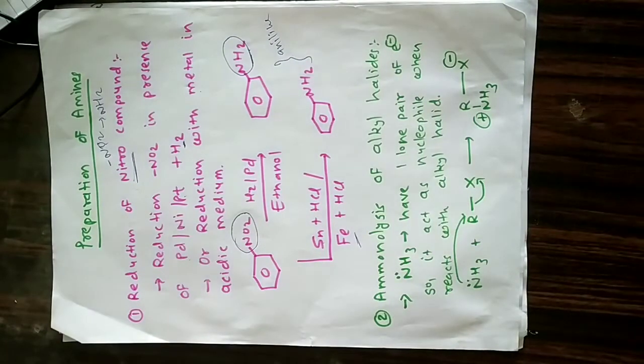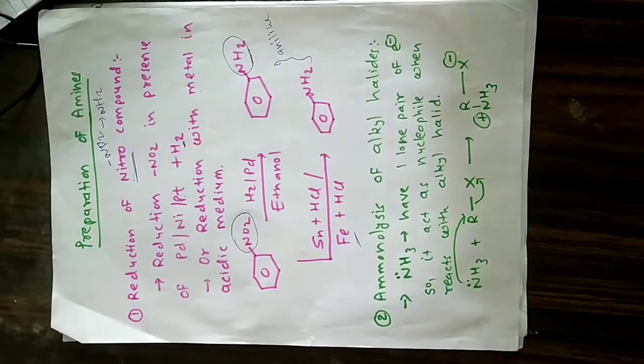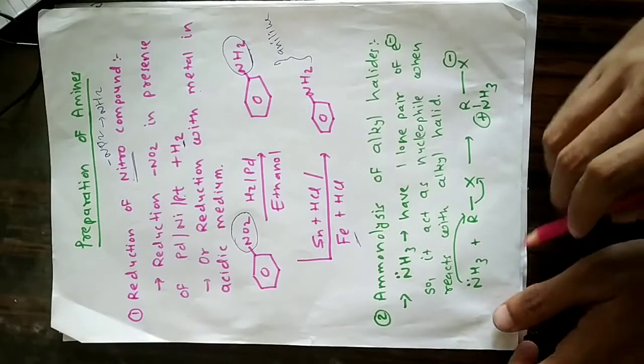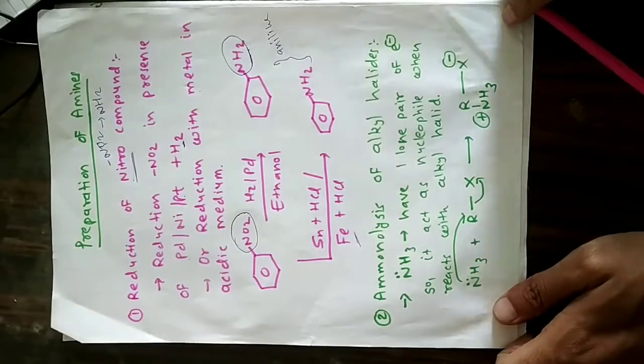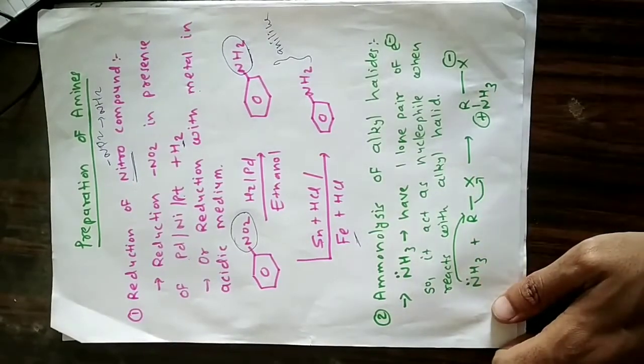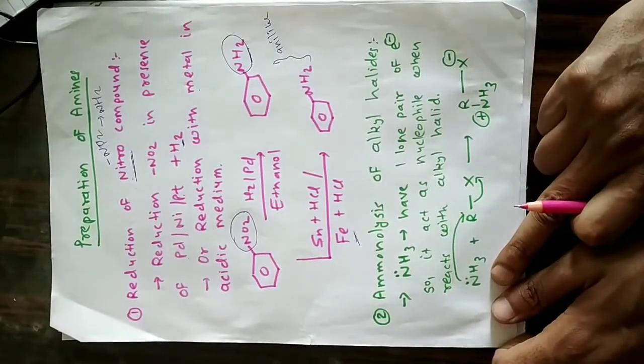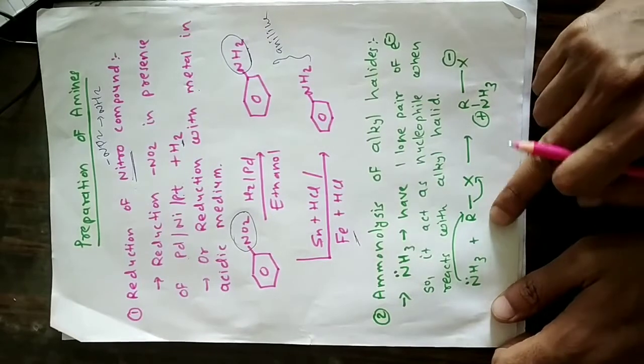Now second preparation, that is ammonolysis of alkyl halide. Now here, what do you mean by ammonolysis? So here we are going to perform reaction on ammonia and prepare alkyl amine. Look at this reaction first. This is ammonia and this is alkyl halide.